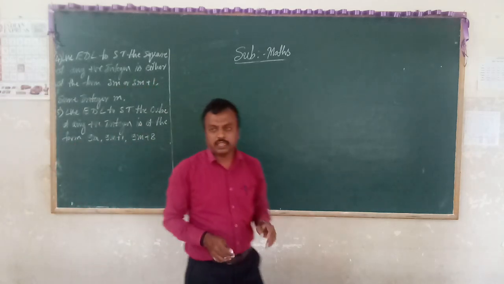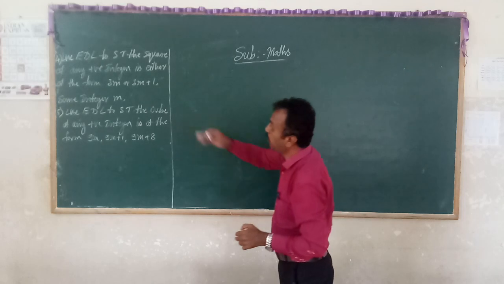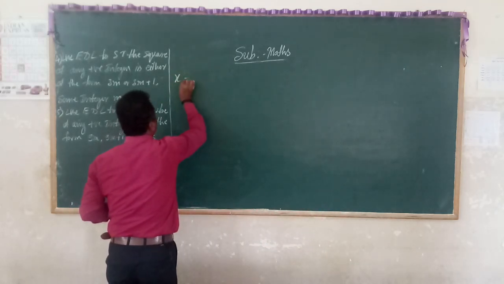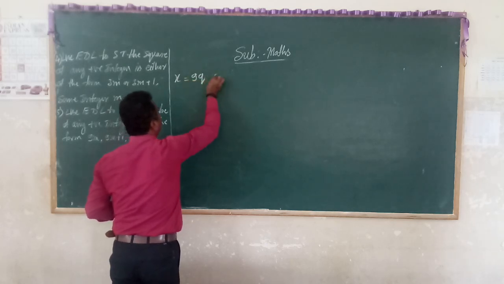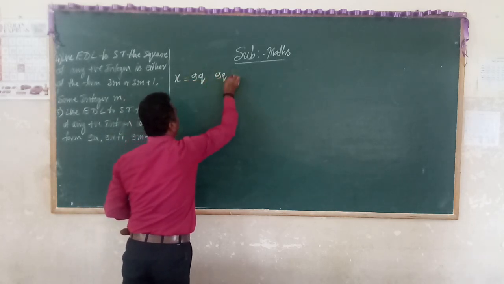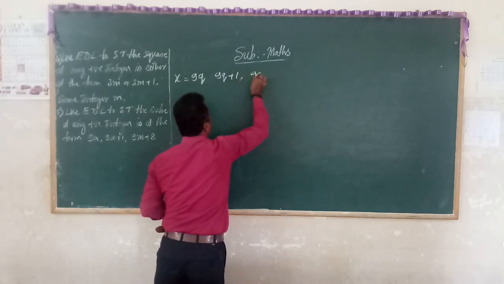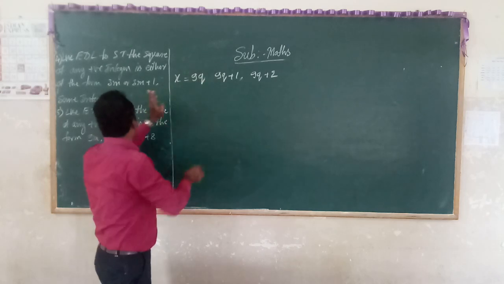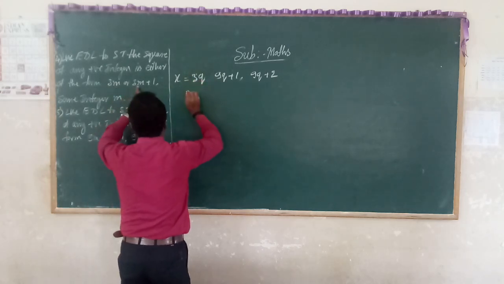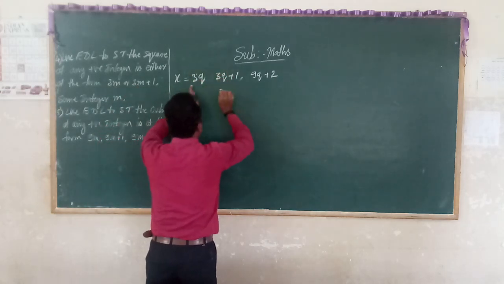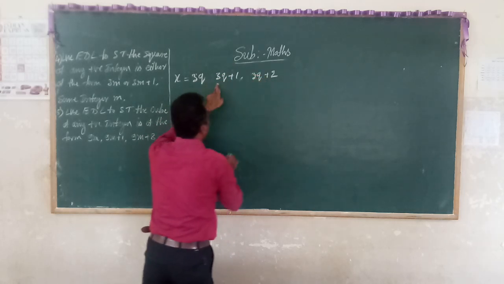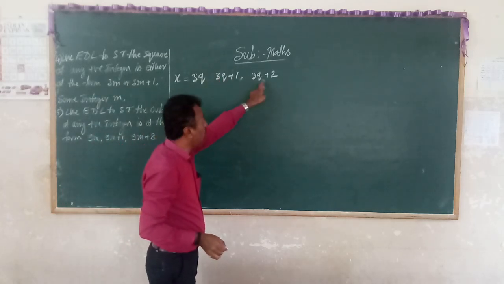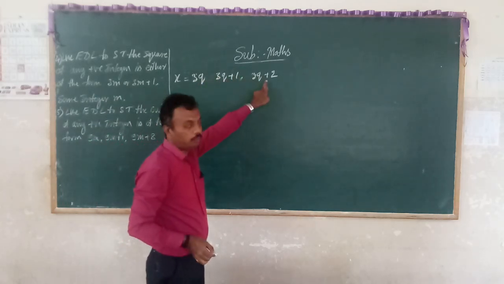Okay students, you can take any positive integer, any positive square integer. Let us say x is equal to 3q, 3q plus 1 or 3q plus 2. Here 3m plus 1 is there, so therefore you should take 3q plus 1 and 3q plus 2. So these positive integers are in the form of 3q, 3q plus 1 and 3q plus 2.